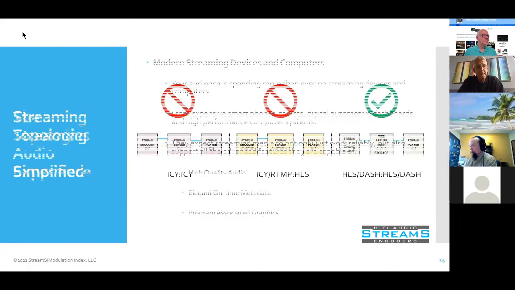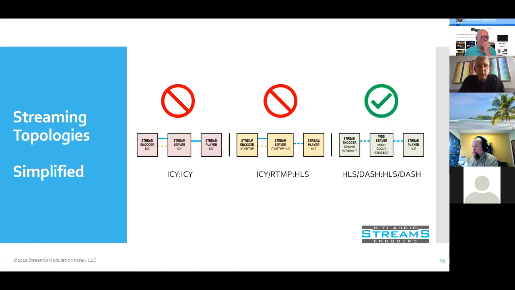So these are three different types of block diagrams. The ICY to ICY is an example of what not to do today. The ICY RTMP to HLS transformation is another thing not to do. This is a thing that you'll get from some CDNs when you ask for HLS. Their first comment is, oh yeah, we can provide that. And then they ask you for your old legacy ICY stream and they transform it. Well, this doesn't get you synchronous metadata. So you're only halfway there.